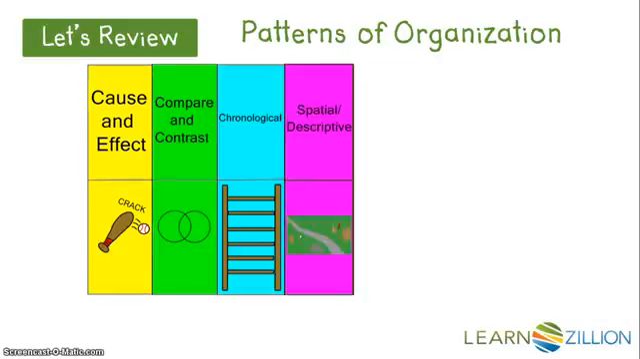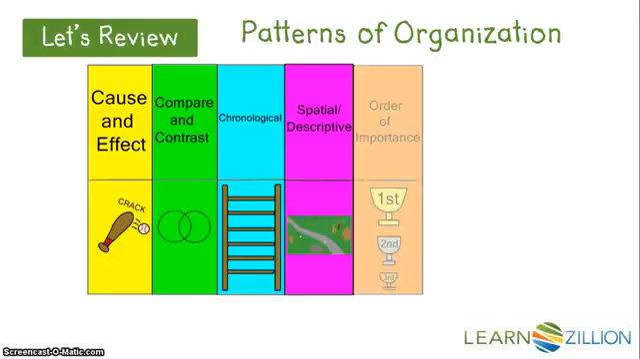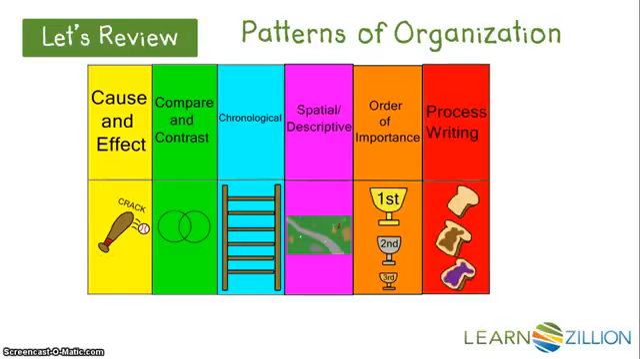With spatial or descriptive writing, the author takes the readers from one spot to the next, as if the reader is physically looking at something. Another pattern of organization is order of importance. Here, the writer prioritizes the ideas according to a hierarchy of value. Information can be structured from most important to least important, or vice versa. Process writing instructs the reader to do something in a specific order. It's basically a set of directions or a manual.